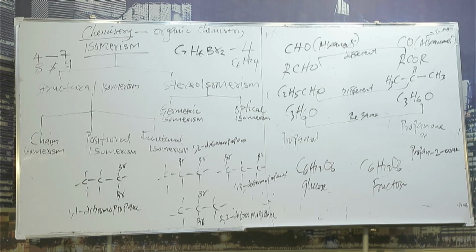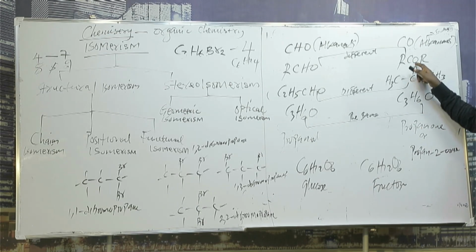Or butanal and butanone. Remember, ethanone cannot exist. The carbon here must be the second carbon atom, so if you say ethanone, there is no second carbon atom. Another RCOR, we have two alkyls. Ethan, we have only one alkyl.